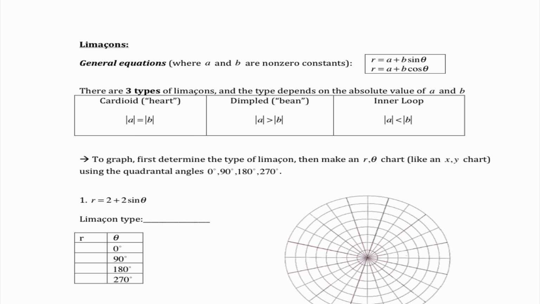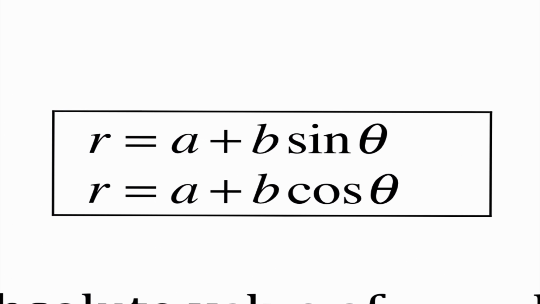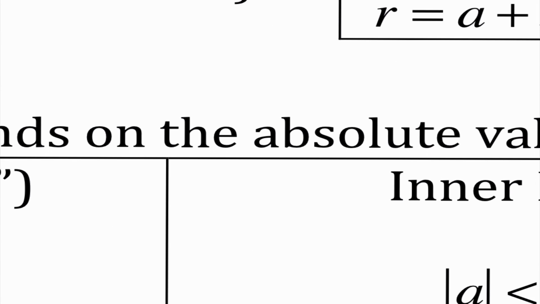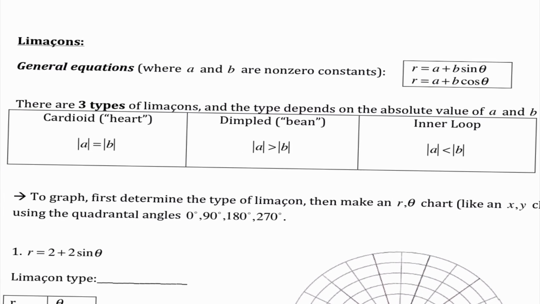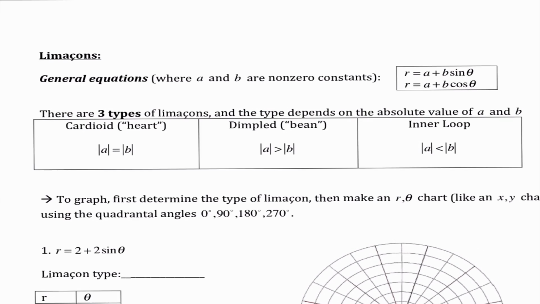Moving on, our next type of polar graph is something that we call a limacon. It's a fun French word. So our general equations for limacons are right there. So we have r equals a plus b sine theta and r equals a plus b cosine theta. So what makes these very different is the fact that it is a binomial. Okay, for roses we saw that it was a monomial. Here we see that these are binomials.